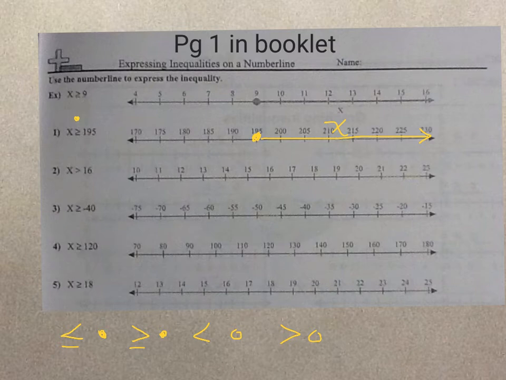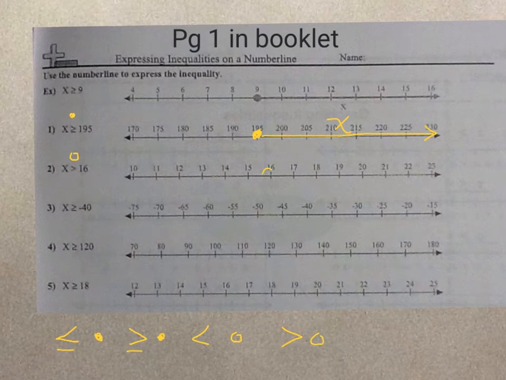Now let's look at number 2. Number 2 says x is greater than 16. So x is greater than is the open circle. So I'm going to go to 16 and put an open circle at 16. And x represents all the values greater than 16. Again, these would be all the numbers like 17, 18, 19, 20, on and on. So x represents all these numbers to the right of 16.